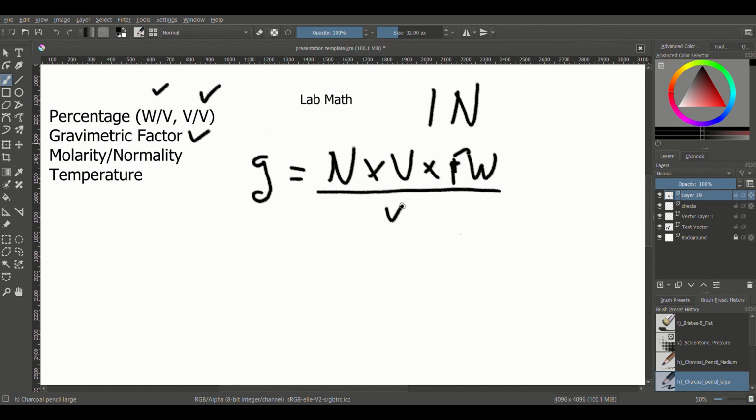A lot of things can be looked up, and that's what I would recommend. If this is something you have to do off the cuff in the laboratory, then look up how many dissociable ions are in the things that you're working with.